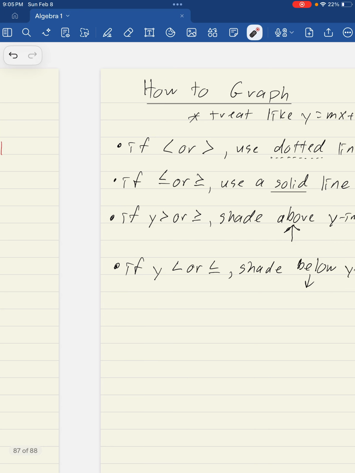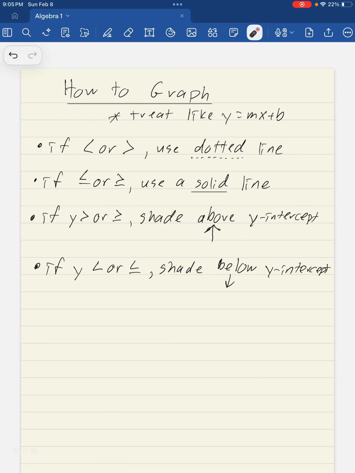Now, the rules I talked about are right here. Feel free to pause the video or take a picture, because I like to recommend to my students to have these out when they do their homework. When you graph inequalities, you treat it like y equals mx plus b, as in you're going to put a dot at your y-intercept, then move the slope and put a second dot. Once you have two dots, you're going to use a couple unique rules after that.